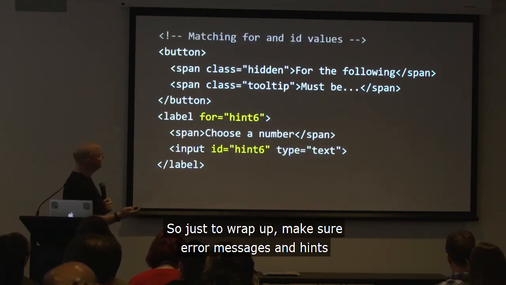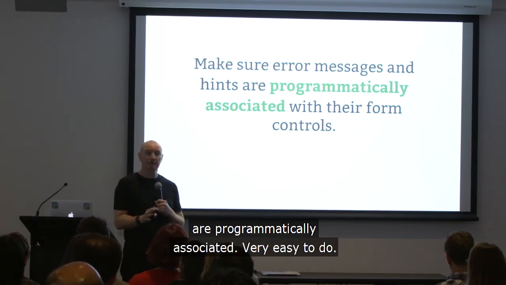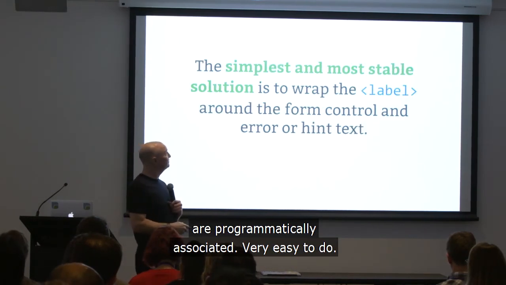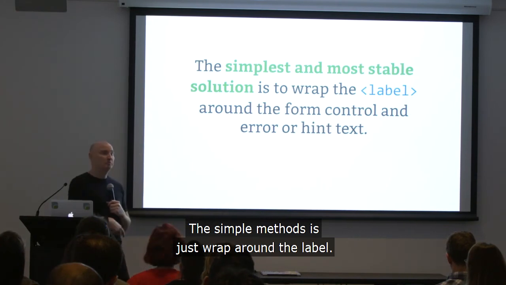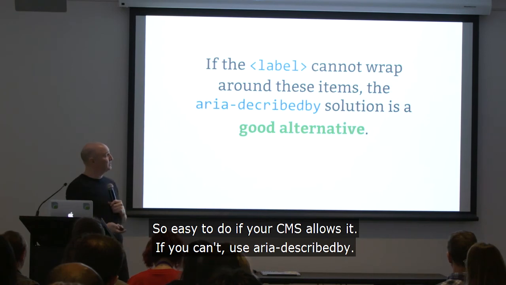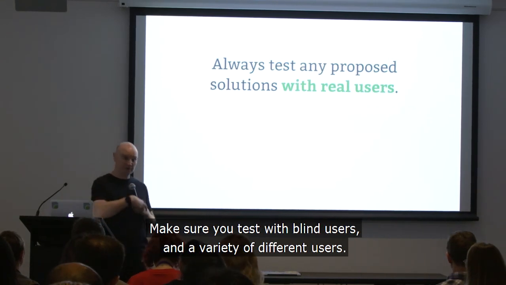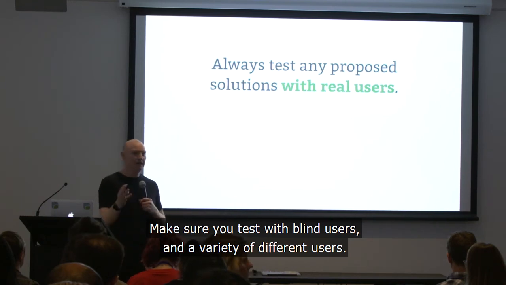So, just to wrap up, make sure error messages and hints are programmatically associated. Very easy to do. The simple method is just wrap them in a label. So easy to do if your CMS allows it. If you can't, use ARIA describedby. But the bottom line is, make sure you test with real users. Make sure you test with blind users and a variety of different users.